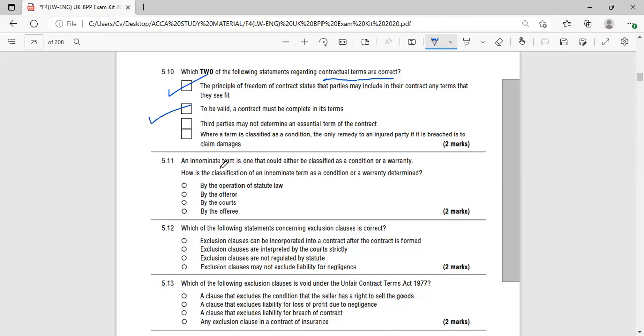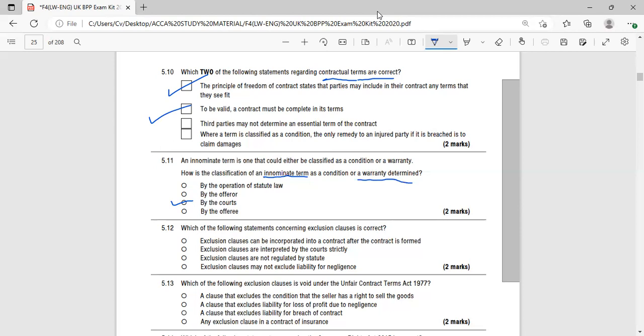An innominate term is one that could be classified as either a condition or a warranty. How is the classification of an innominate term determined? Is it determined by the operation of statute law, by the offerer, by the courts, or by the offeree? The classification of an innominate term is determined by the courts.